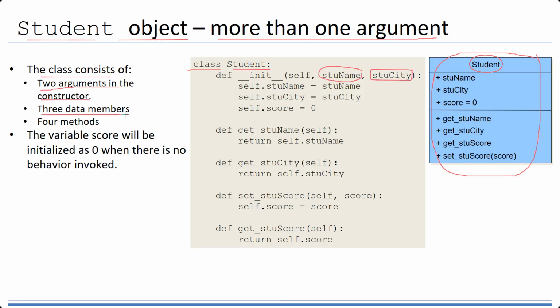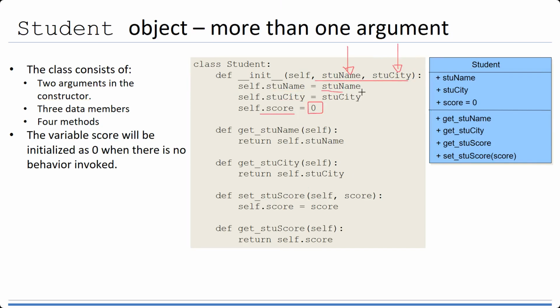There are three data members. Oh, we have two arguments, but we have three data members: 1, 2, and 3. Is it possible? Yes, this is possible. You don't need to initialize all the data members. You just need some data members for the arguments. In this case, I would like to set up the name and the student city, but for the score, let's just set it up from 0.